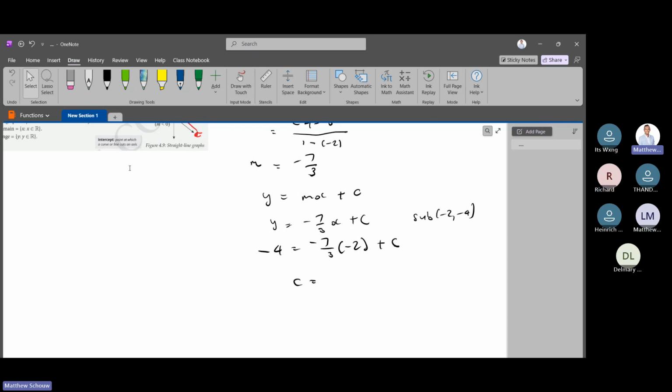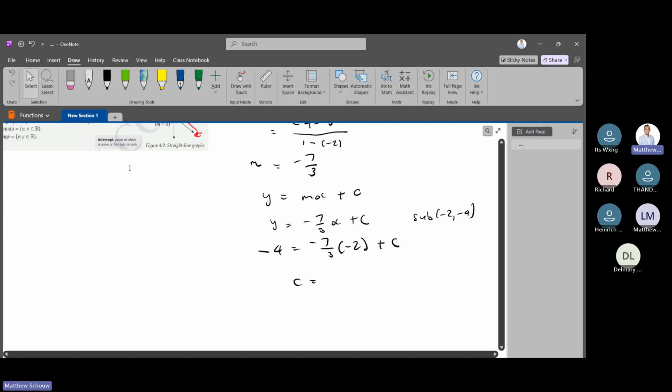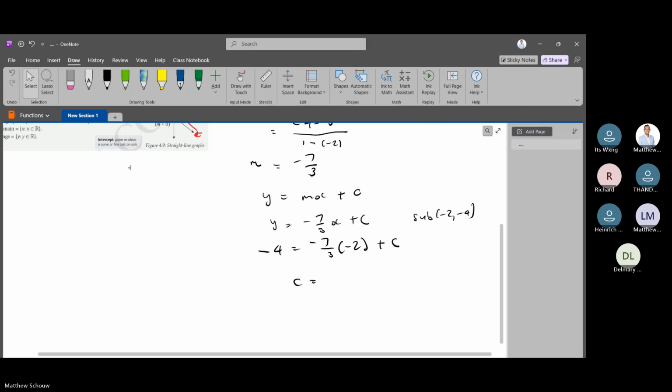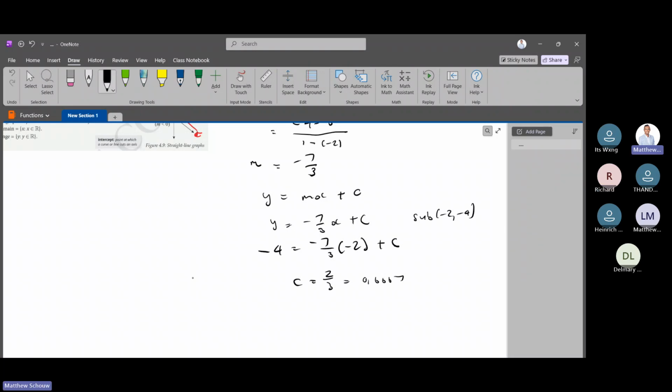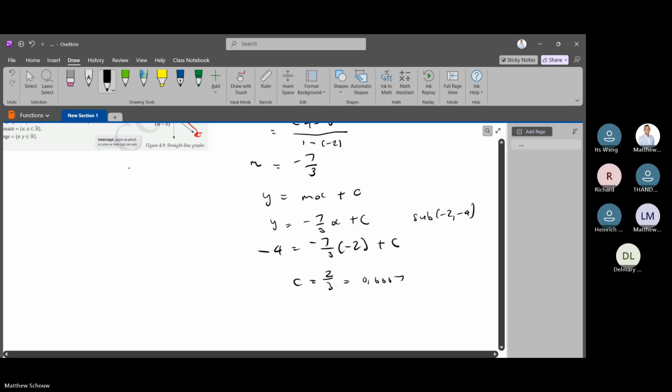So it's -4 basically plus 14/3, no? 2/3, yeah. 2/3 or 0.6667, something like that. I'm just taking this over to that side. I believe everyone can do that. That's quite easy. Am I right? Yeah, so y will be -7/3 x plus 2/3. And that's my equation.